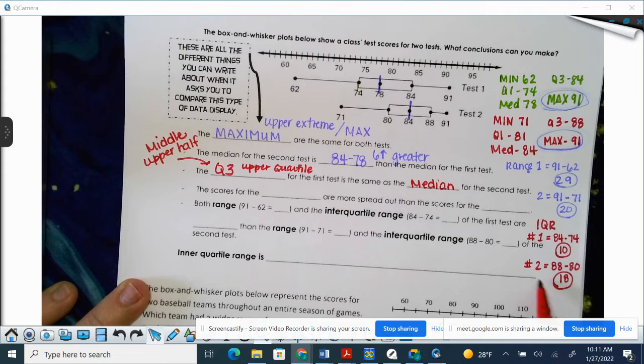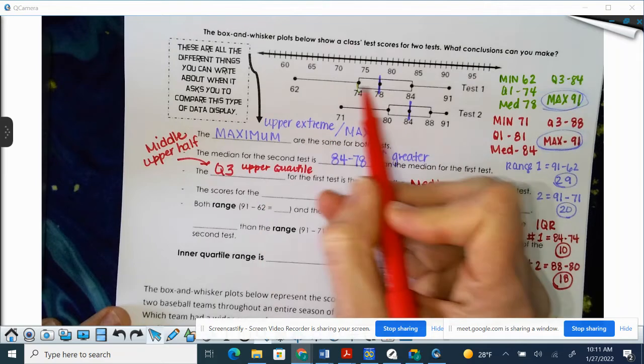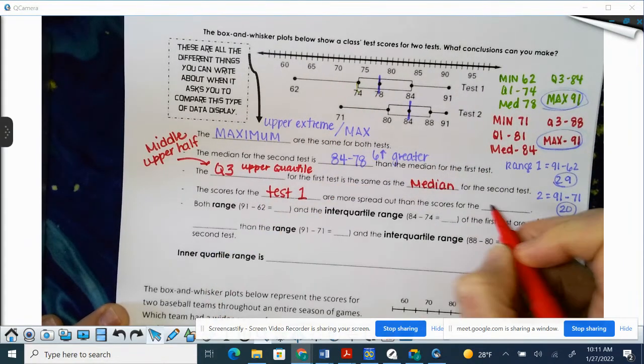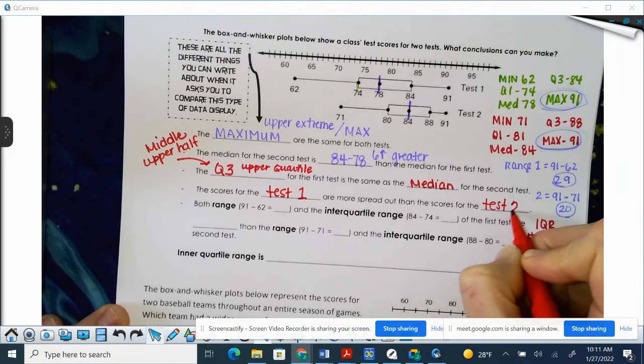So that means most of their data, that's 50% of the data, falls between here. So the scores for test 1 are more spread out than the scores for test 2, because only 50% fall within 10 scores and then the rest of it's everywhere on the outside. So this is pretty compacted in the middle. You can see it spreads way out. So the scores for test 1 are more spread out than test 2.